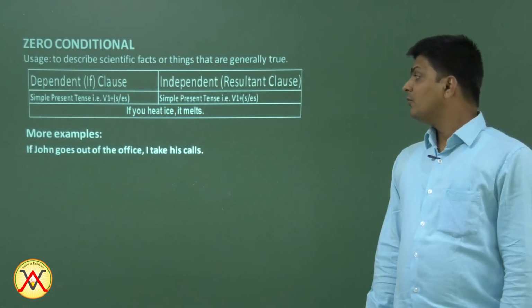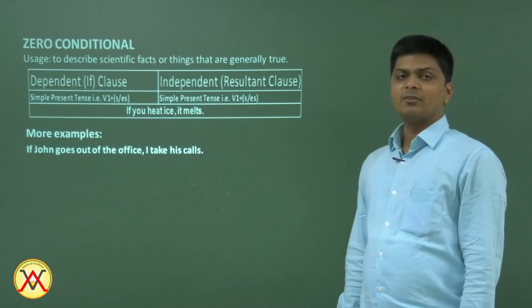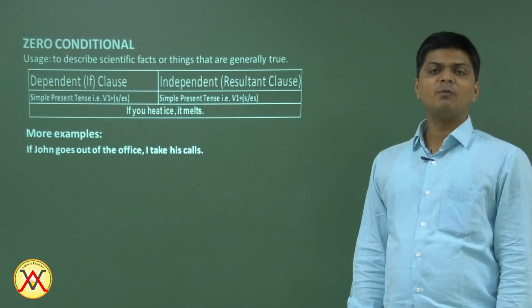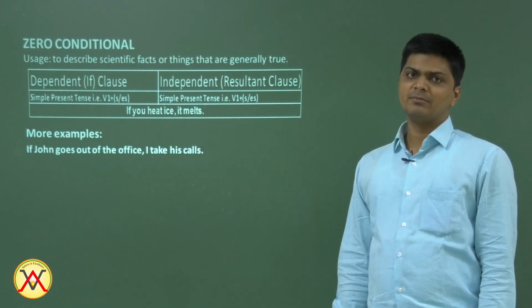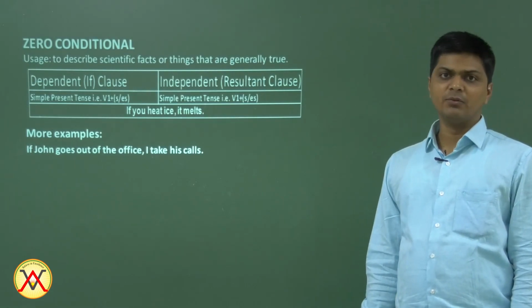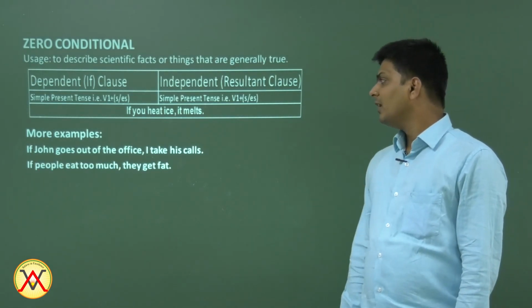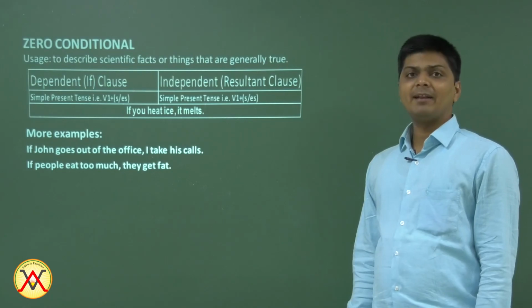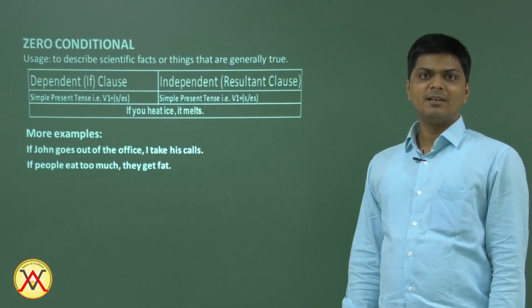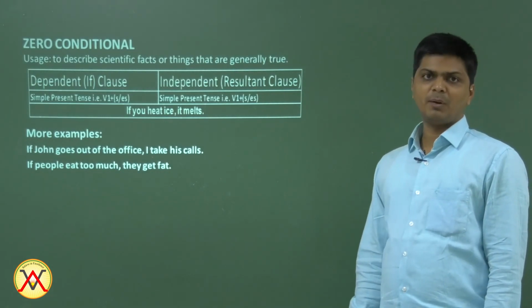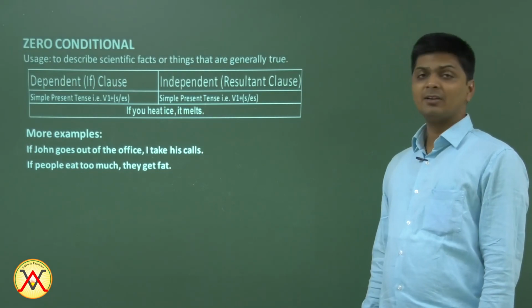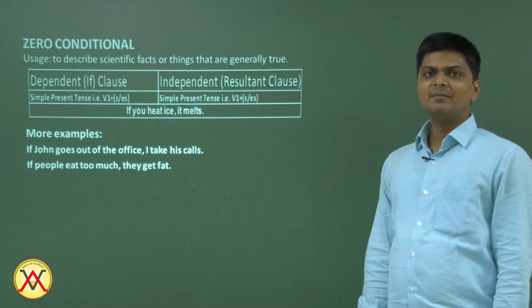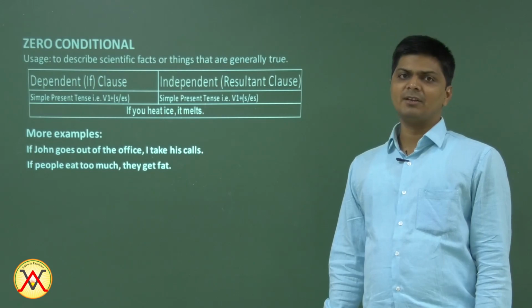Now more examples. If John goes out of the office, I take his calls. It's generally true that when he goes out, I take his calls. I generally take his calls when he goes out. If people eat too much, they get fat. That's what happens. If people eat too much, first form of the verb, simple present tense, they get fat. Get is simple present tense again. Both the clauses are taking simple present tense.